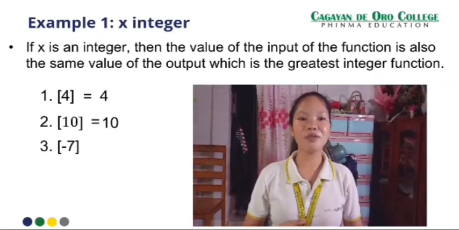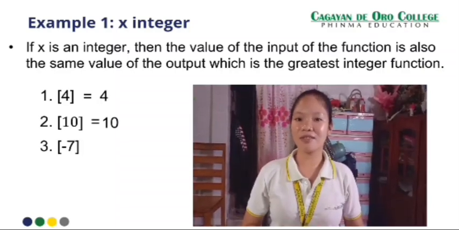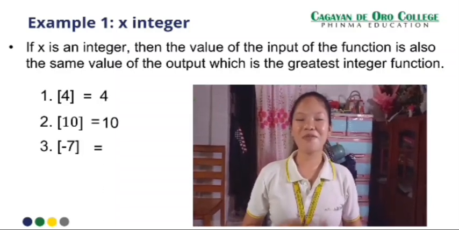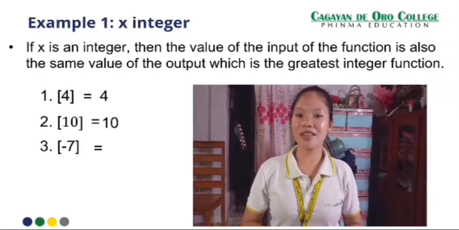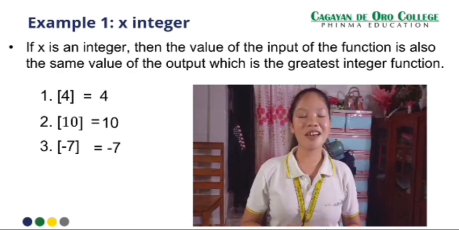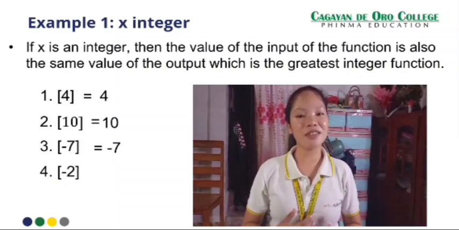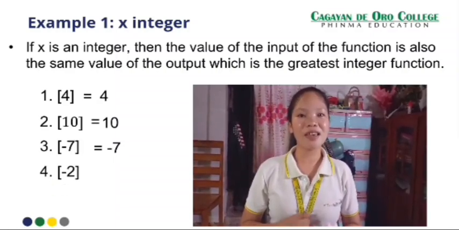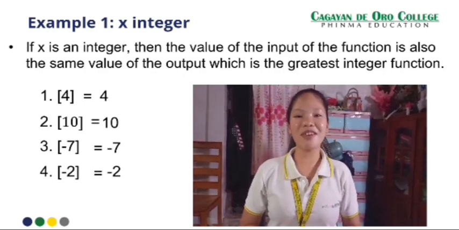How about if we have a negative? If we have input negative 7, is negative 7 an integer? Yes, ma'am. Okay, very good. So, the greatest integer of this function is also negative 7. Very good. So, how about if we have negative 2? The greatest integer is also negative 2, ma'am. Negative 2. Very good.